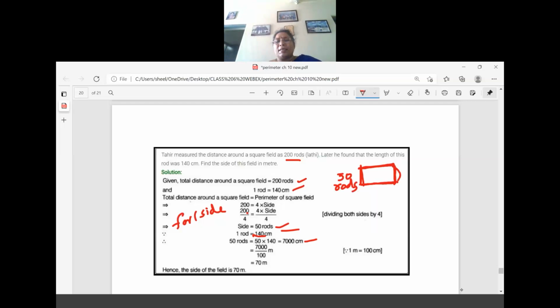So one side length is equal to 50 into 140, right? So now the question is asked for meter only. Find the side of the field in meter. So just convert it only. So these are the questions based on our perimeter and area part.